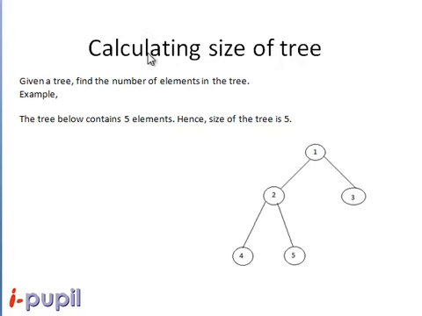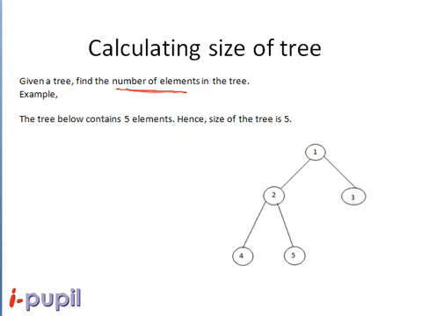Okay, so our task is to calculate the size of the tree. We're given a tree. We have to find the number of elements in the tree. So the number of elements is actually the size of the tree. So let's take an example. This is the tree that we're given. As we can see, the tree contains 5 nodes, that is 5 elements. Hence the size of the tree is 5.